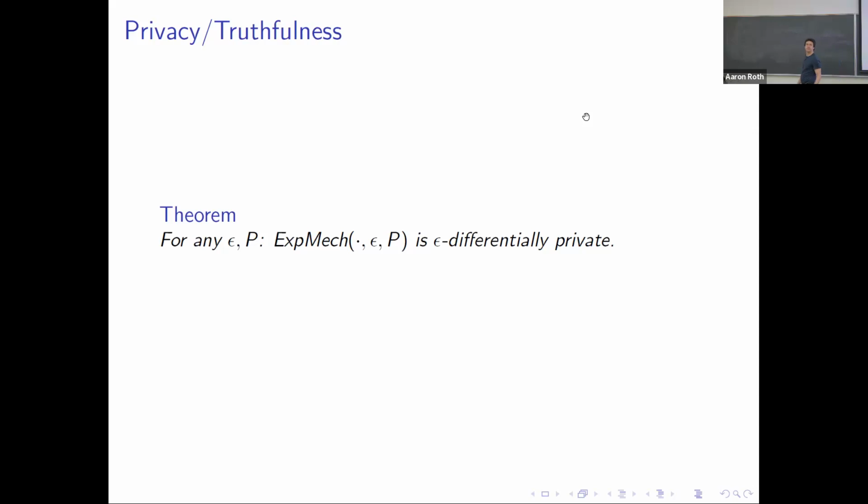And so the claim is that the mechanism is differentially private. And in particular, it gives us a way of choosing a price as a function of the bids that makes truth-telling an epsilon approximate dominant strategy, because of this connection we've proven between differential privacy and approximate dominant strategy truthfulness.